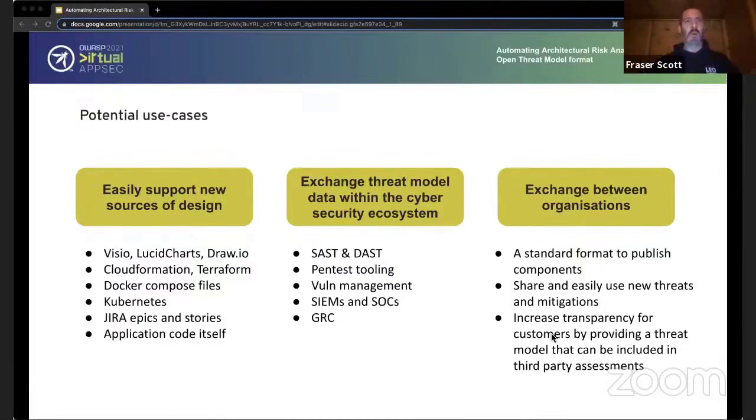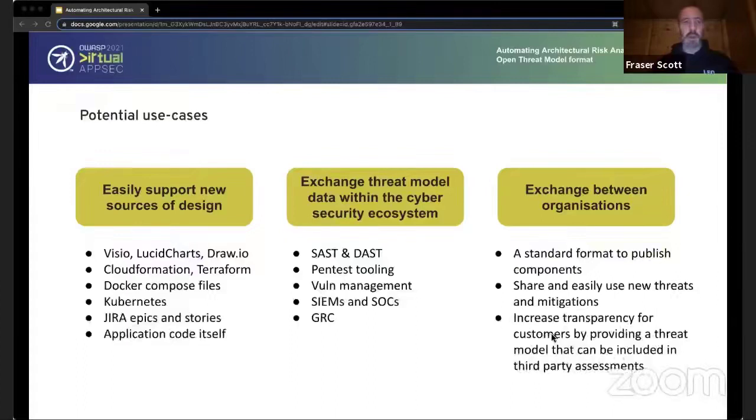The need for organizations to be able to share this stuff with each other. So if I'm a software vendor and people are using my components, I may want to be able to publish mini threat models or aspects or components that they can then leverage in their threat models. And I can tell them, here are the threats when you use this component, and these are the mitigations that you need to implement.